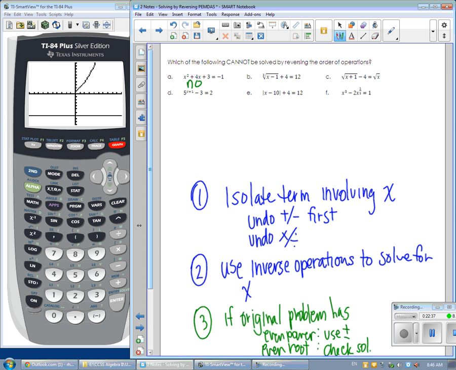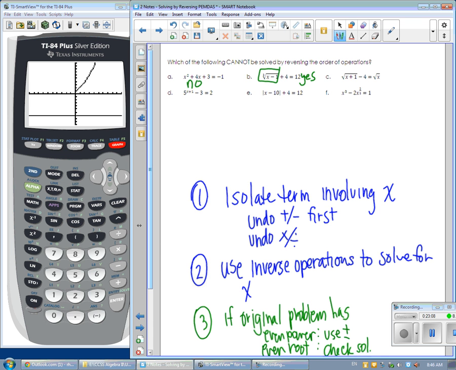Let's take a look at letter B. Is it possible to get the expression involving x by itself? Because right now it looks like the cube root of x minus 1, plus 4, is equal to 12. Because it's possible to get that expression by itself, I'd subtract the 4, and then because I'm dealing with a cube root, I could cube both sides, and that would give me x minus 1 by itself, and then I could add 1 to isolate x. So B is possible to use the reverse order of operations.